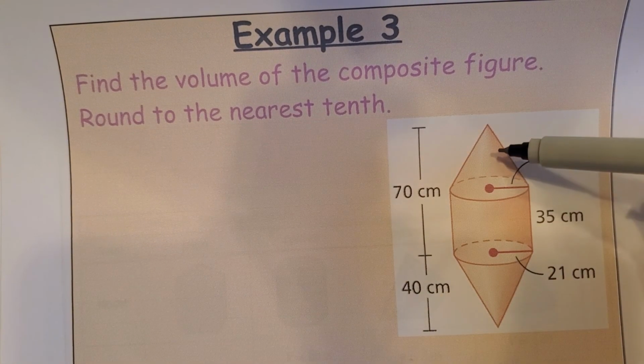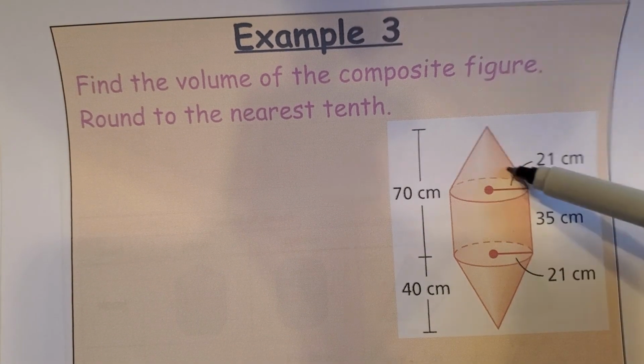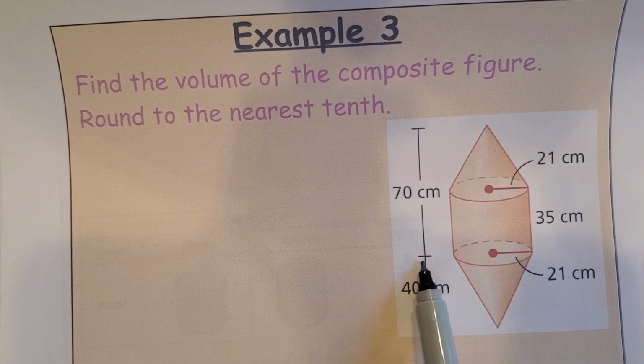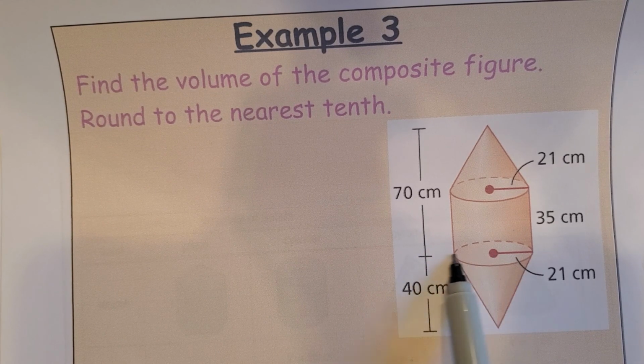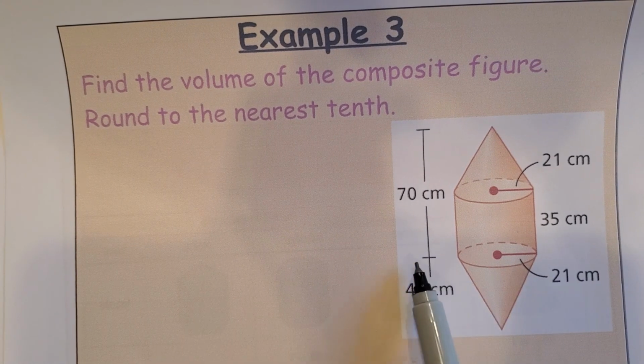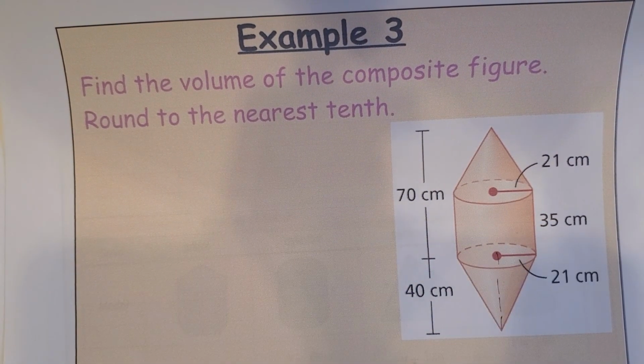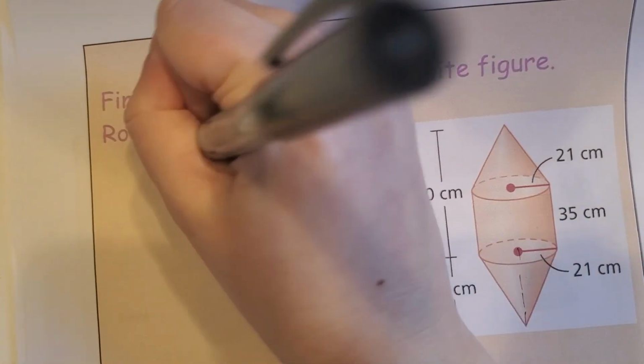So we could just do volume of this cone plus volume of this cylinder plus volume of this cone. And then we're good. So I'm actually going to go from the bottom up just because this 40 is blocked off right here. And we're going to get into this cone in a little bit. So 40 is the height of this cone on the bottom. Height of 40, radius of 21.